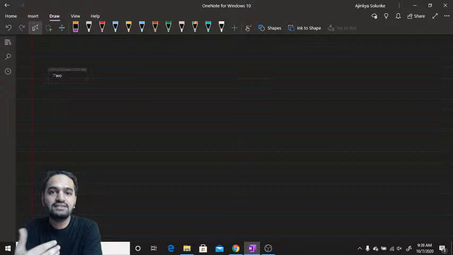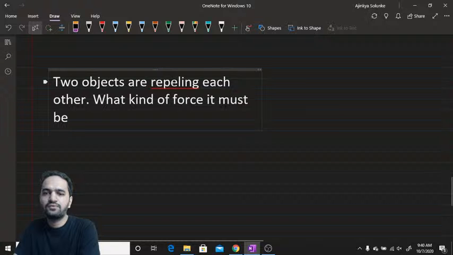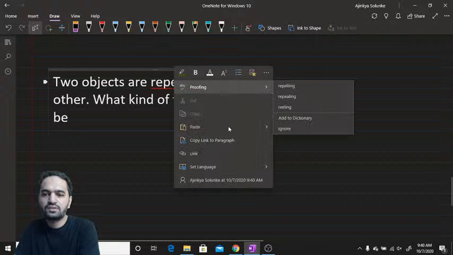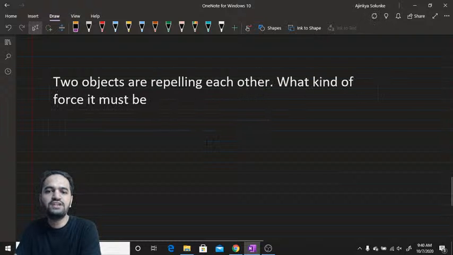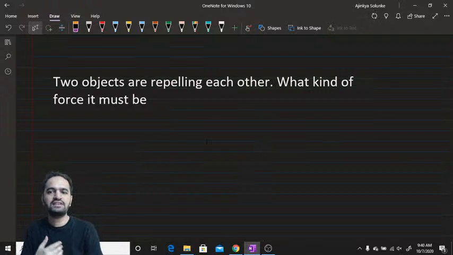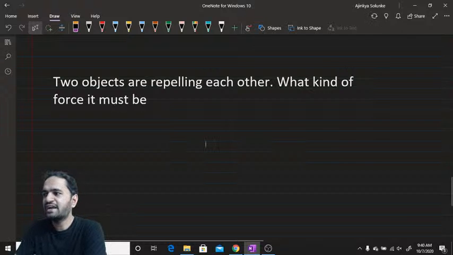Answer this question. Two objects are repelling each other. What kind of force must it be? Can you please write me the names in the chat box? Two objects are repelling each other. What kind of force must it be? Write it in the chat box.